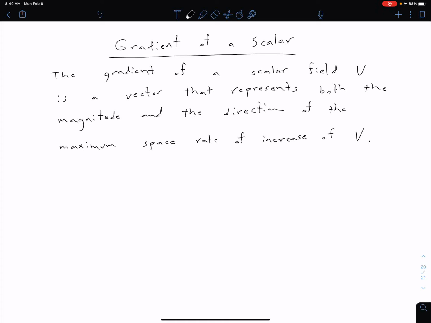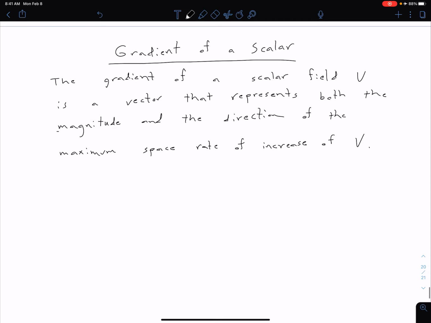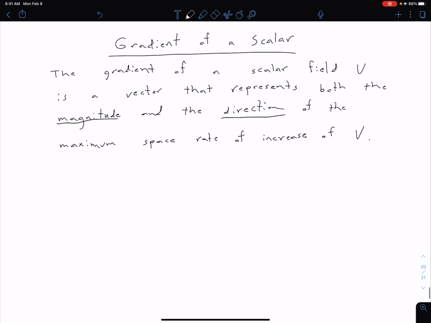The first way we're going to see how to use our del operator is to take the gradient of a scalar. If we have the gradient of a scalar field V, that's going to result in a vector that represents both the magnitude and the direction, because of course it's a vector, of the maximum space rate of increase of V. That's a very wordy definition, but basically the gradient of a scalar is going to give us the maximum rate of change, which is the magnitude, and the direction is going to be in the direction of the maximum rate of change.